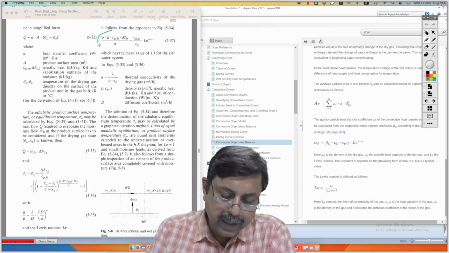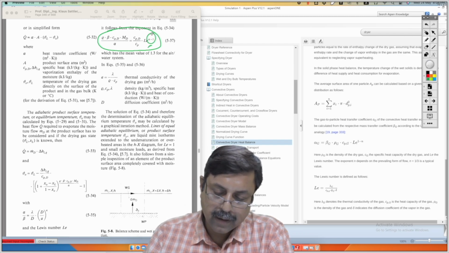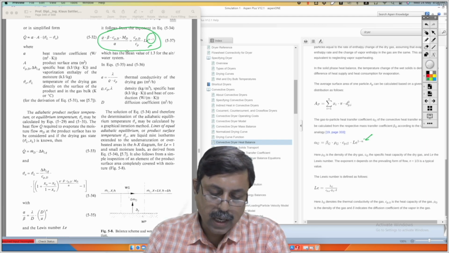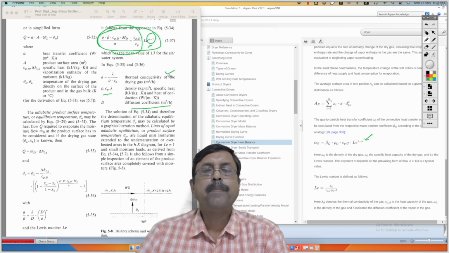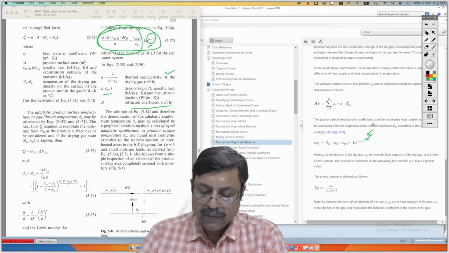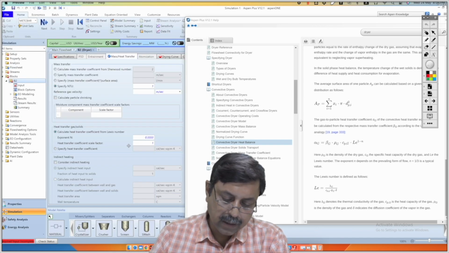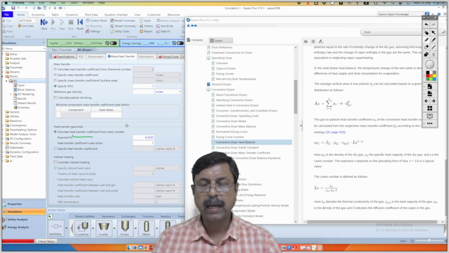Here is the updated expression. So if you provide the exponent, that is n, so this n you have to provide. All other things are known. This lambda is the thermal conductivity of the drying gas, along with density, specific heat, and the diffusion coefficient. These are all obtained from the property database, so you do not have to worry about it. You have to just give the value of n. And once you give this value of n, you can simply calculate the heat transfer coefficient. I mean, the Aspen Plus software will calculate it for you.